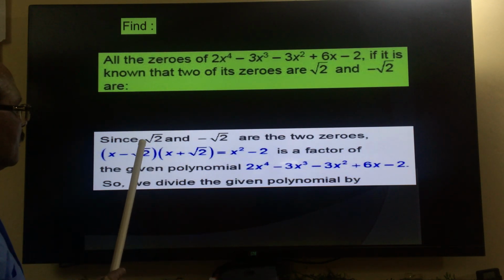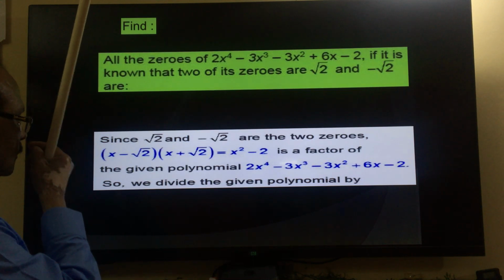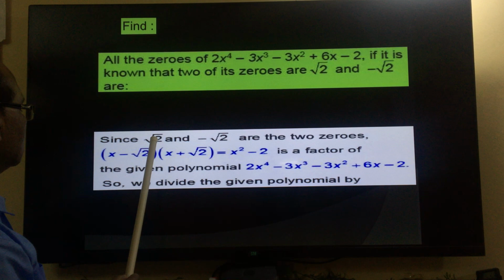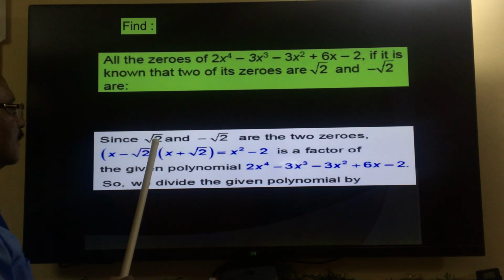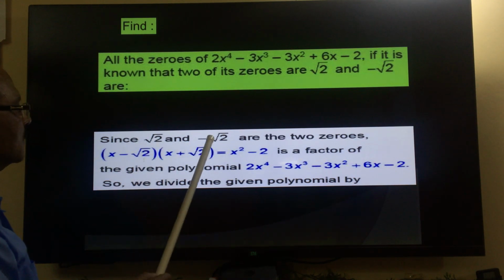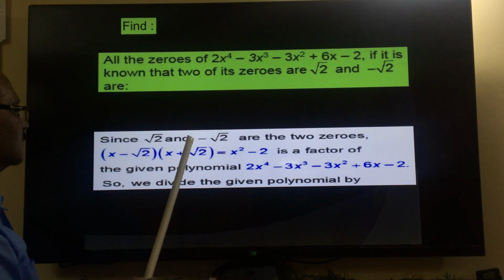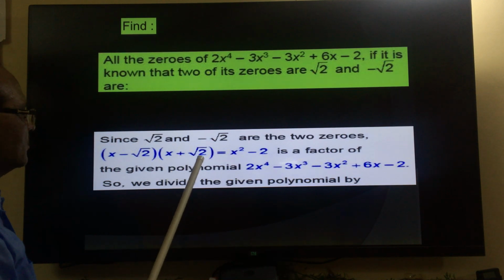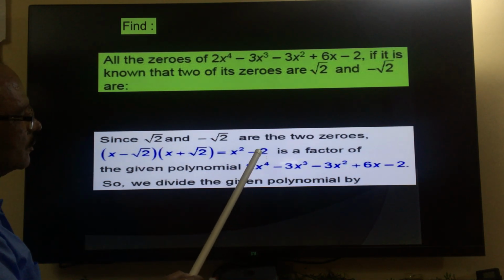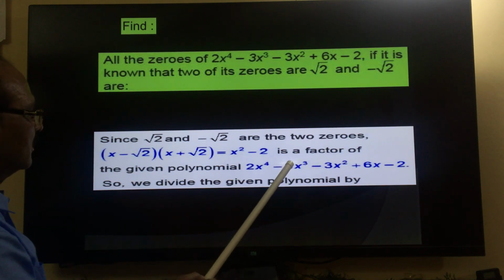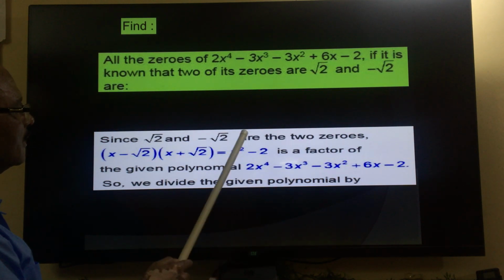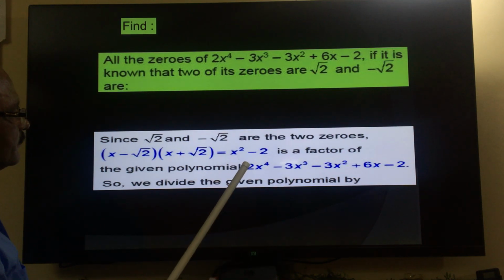Because it is given that square root 2 and minus square root 2 are two zeros, we can write x is equal to square root 2, and when we transfer, we get x minus root 2. Similarly x is equal to minus root 2, and when we transfer, we get x plus root 2. So these two will be factors, and when we multiply, we get x square minus 2. This will also be a factor of the given polynomial. So now we will divide the given polynomial by this divisor.